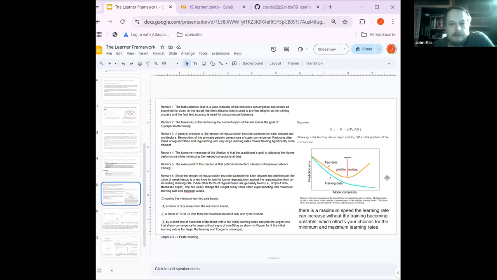This is a very simplistic version of it, but there are some considerations that go into it, and that's what their different remarks are. There is a maximum learning rate speed that you can go, so you can't just go to infinity all the time. That does impact your minimum and maximum as well, based on that maximum speed.